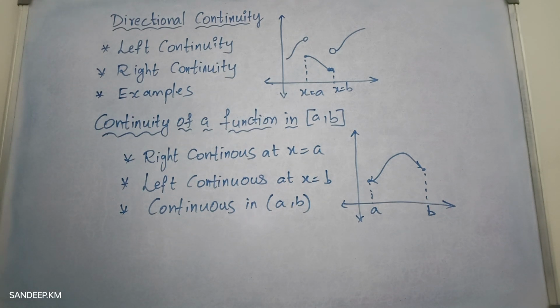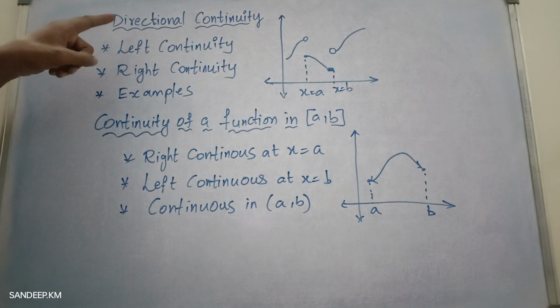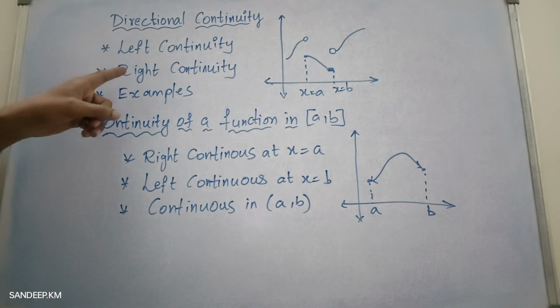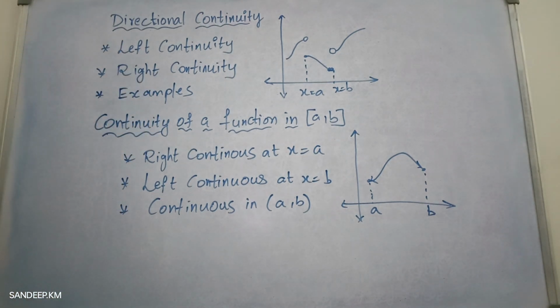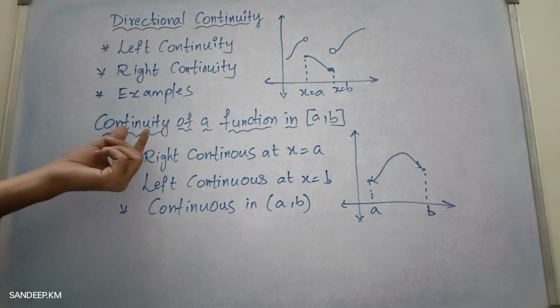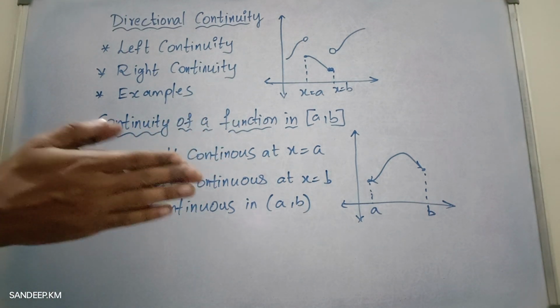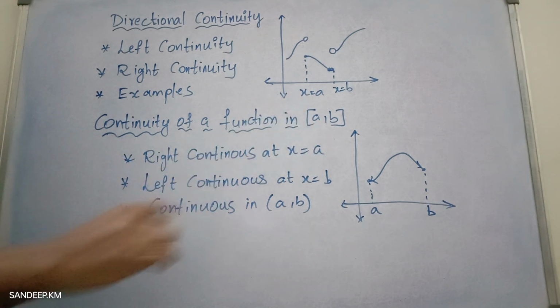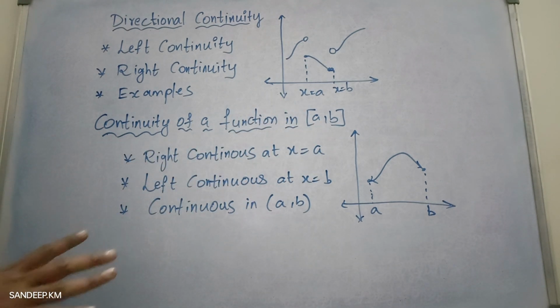We are in the chapter of continuity and in today's video let us discuss directional continuity. So when can a function exhibit left continuity and then right continuity, with examples, and after that we will also discuss continuity of a function in an interval from a to b. When can I say that a function is continuous in this particular interval based on these sub definitions.